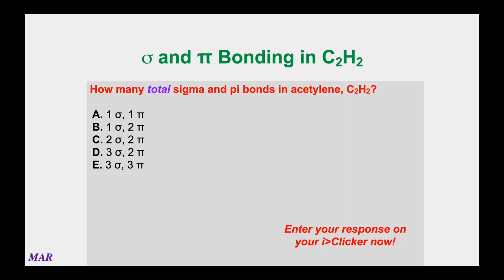How many total sigma and pi bonds are in acetylene, C2H2, all right? Well, I covered up the picture there, so let me draw. What you would do, first of all, if this was your problem, is you'd want to draw the Lewis structure for acetylene, aka ethine.